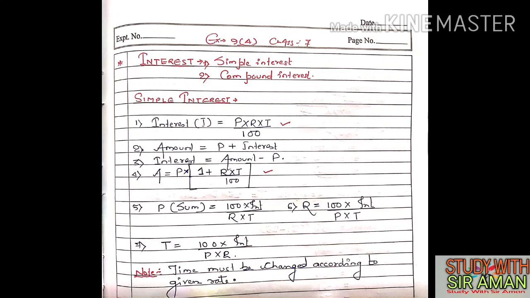What are the terms involved in simple interest? You will encounter principal, rate, time, interest, amount. Okay, and what is the relation among them? How to calculate interest? The interest formula is P into R into T by 100. Check formula number 1, P into R into T by 100.